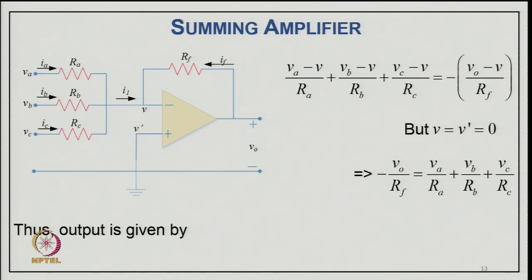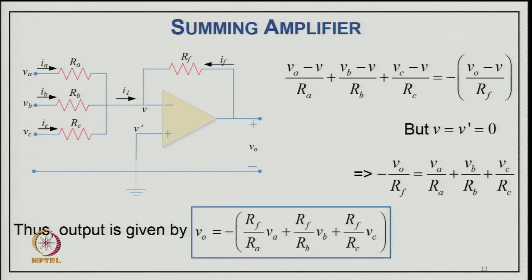Finally, because V and V' are both 0, virtual 0, you can say minus V_O upon R_F equal to V_A upon R_A plus V_B upon R_B plus V_C upon R_C, and that you can call V_O equal to minus R_F upon R_A into V_A plus R_F upon R_B into V_B plus R_F upon R_C into V_C, as derived earlier, and this we call a kind of summing amplifier.